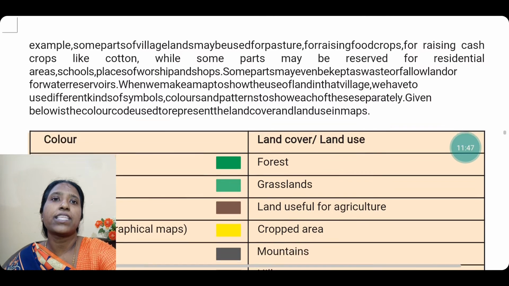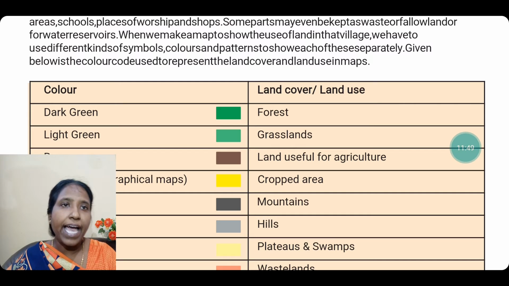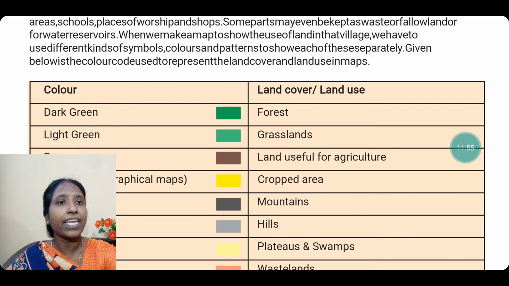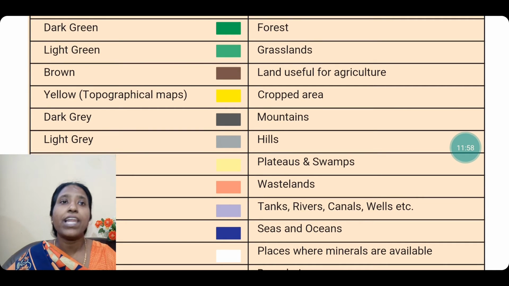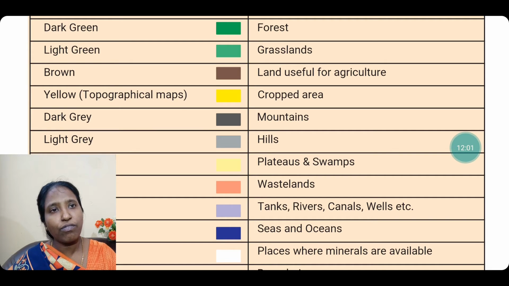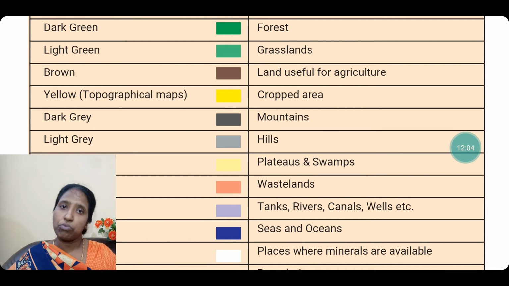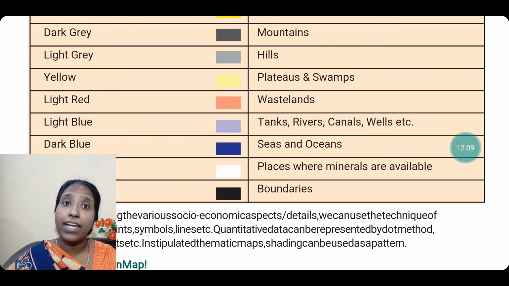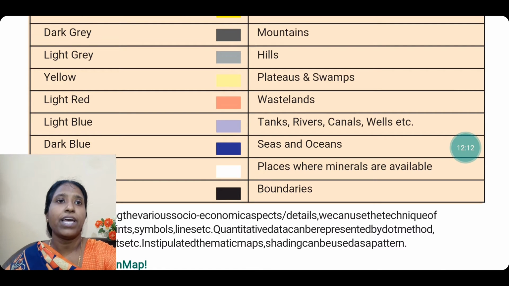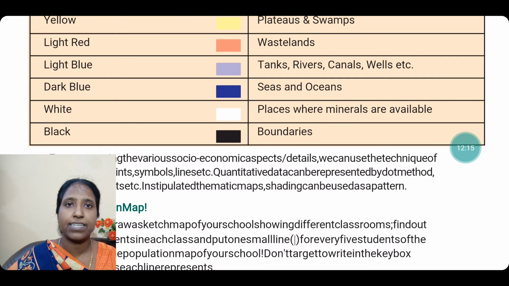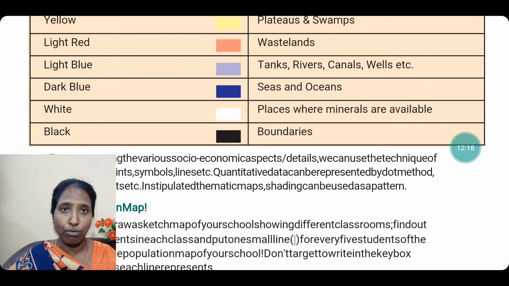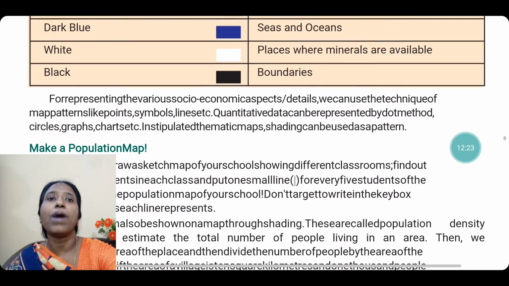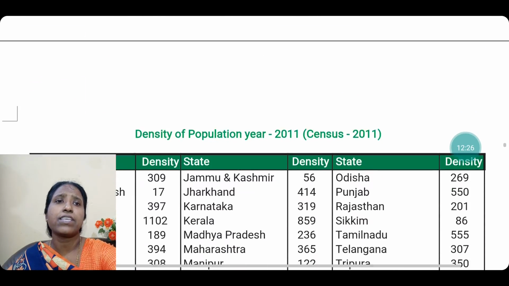And here you can see the color code used to represent the land cover and land use in maps. So dark green is for forest. Light green is for grasslands. Brown for land useful for agriculture. Yellow for cropped area. Dark gray, mountains. Light gray is for hills. Yellow is for plateaus and swamps. Light red, wastelands. Light blue, tanks, rivers, canals, wells, etc. Dark blue is for seas and oceans. White is for places where minerals are available, and black is for boundaries. Apart from that, we have even some symbols.